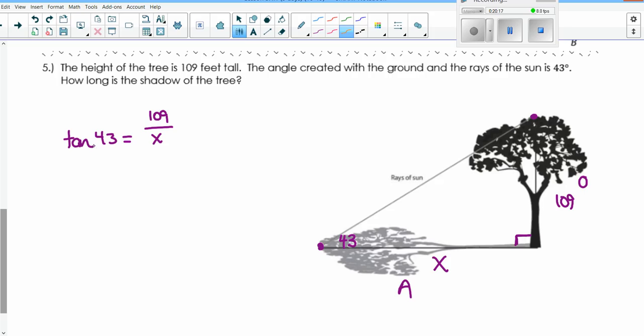Okay, so multiply by x on both sides. You can also set up a proportion if that helps. It's just going to force you to do the same thing. Okay, 1 times 109 is 109. X times tangent of 43 is x tangent of 43. Okay, notice that I multiply both sides by x, which is why it's x tangent of 43. Okay, I did not get x by itself, but I did undo the fraction, which now allows me to divide by tangent of 43 and tangent of 43.